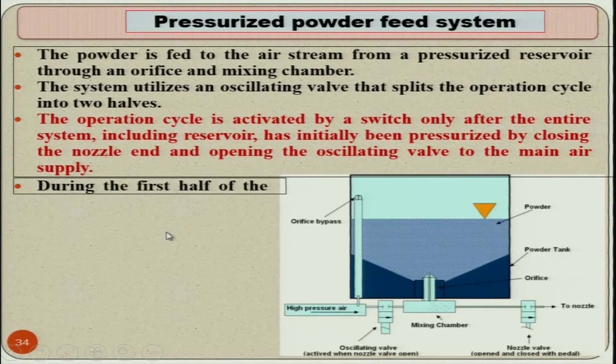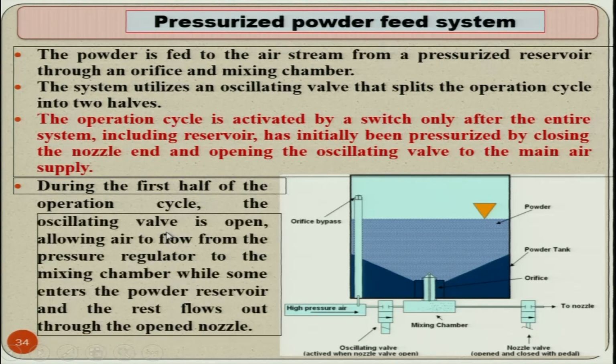During the first half of the cycle or the operation, the oscillating valve is open, allowing air to flow from the pressure regulator to the mixing chamber. Air will flow from here to this mixing chamber, while some enters the powder reservoir and the rest flows out through the open nozzle, right. So, this is how it is going to work, and once the mixture comes out of this nozzle, it hits the workpiece surface as we have already seen.